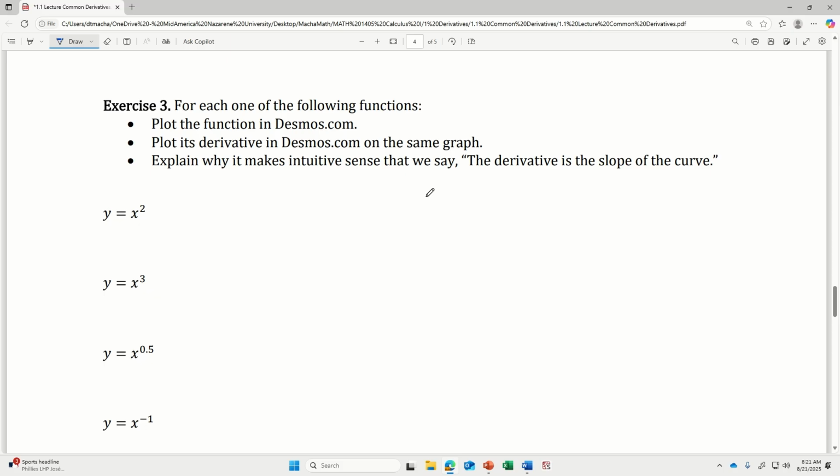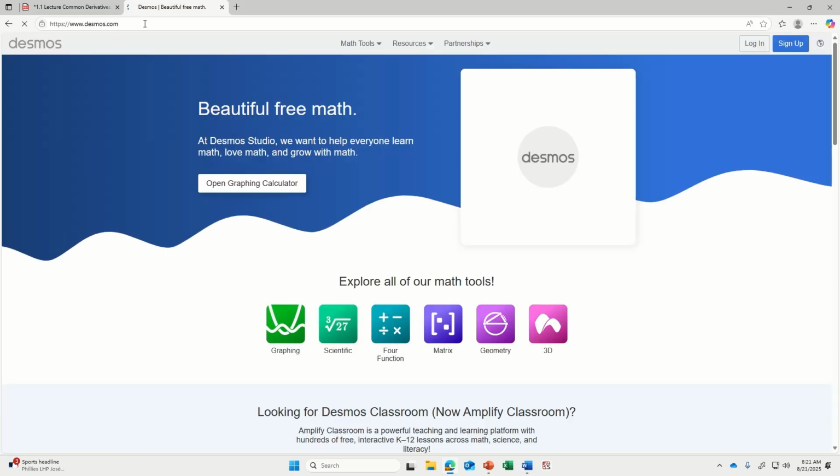And then we'll talk a little bit about why the values we see really fit our intuitive definition that the derivative is the slope of the curve. So let me open up Desmos now.